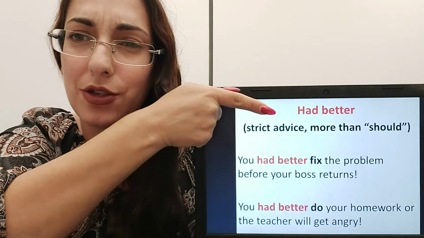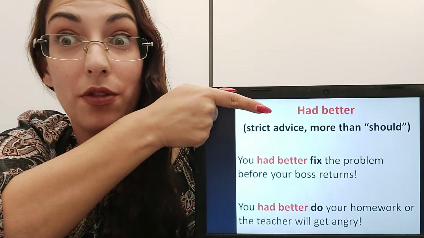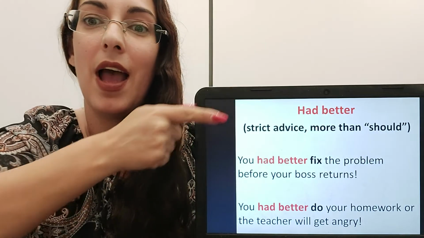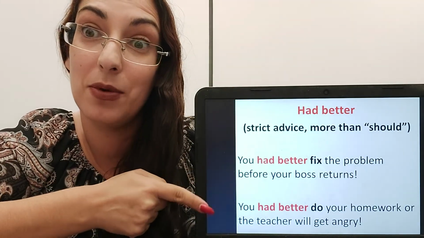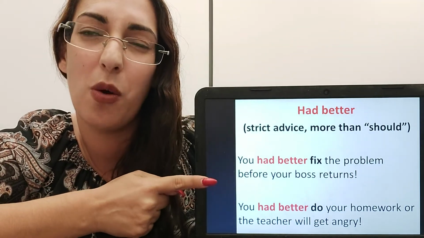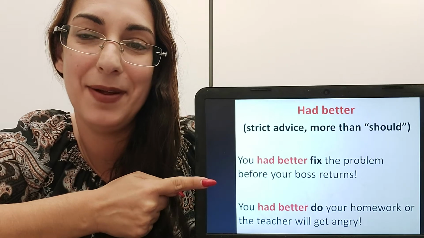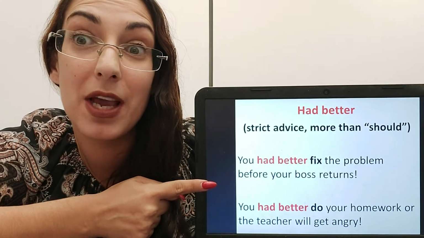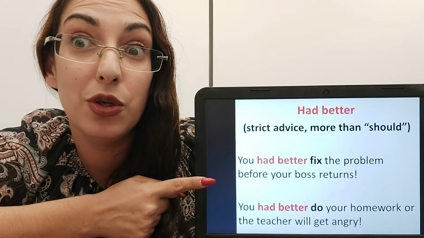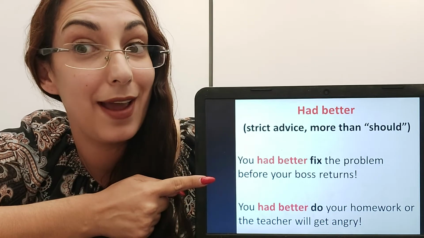Had better is strict advice, more than the word should. And here you have some very good examples of strict advice. It's almost like must, okay? Because it suggests that there will be a consequence if you don't do what they say.